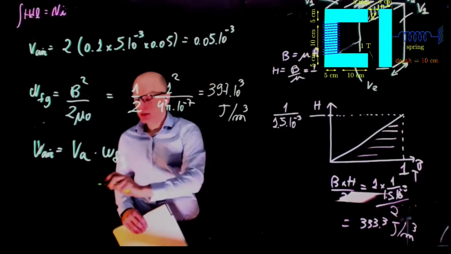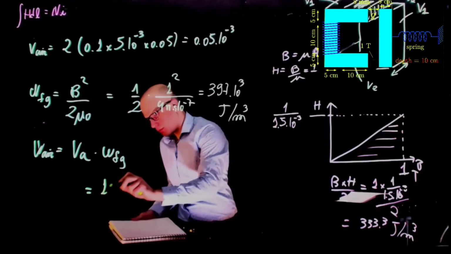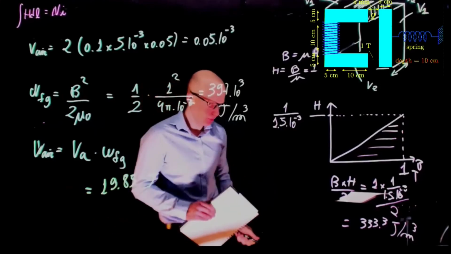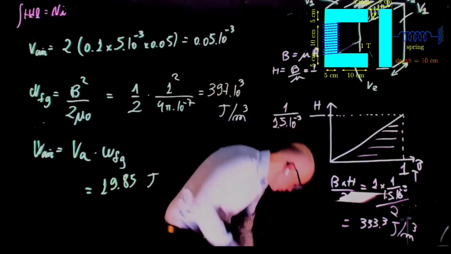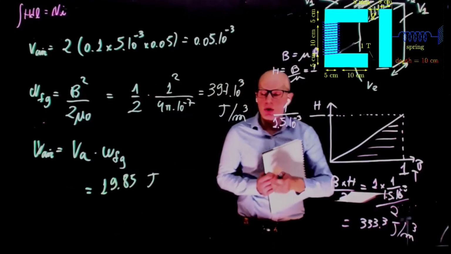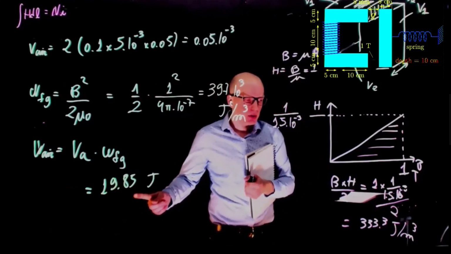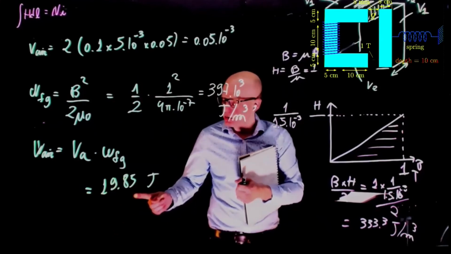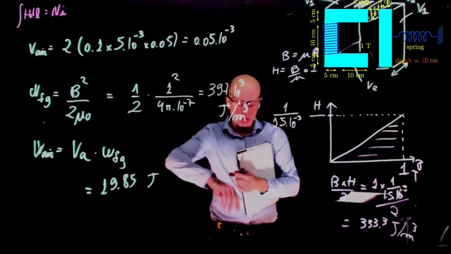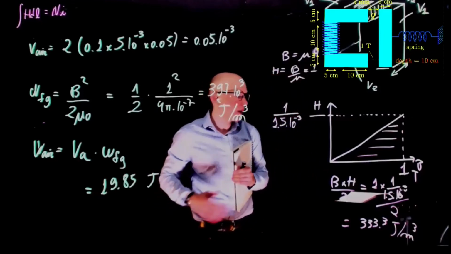When you multiply them, we get 19.85 joules. That's the energy stored in the air gap. Now notice something interesting here. What was the energy stored in the core? 1 joule. The energy in the air gap is 19.85 joules. A lot more energy is stored in the air gap than in the core. Why is that?